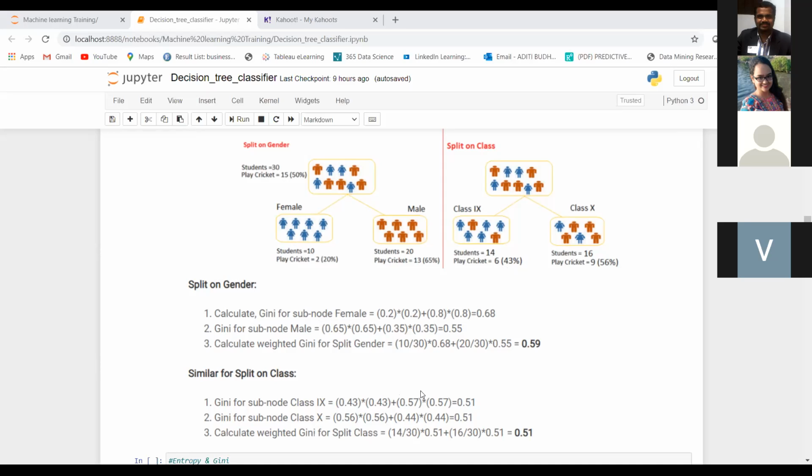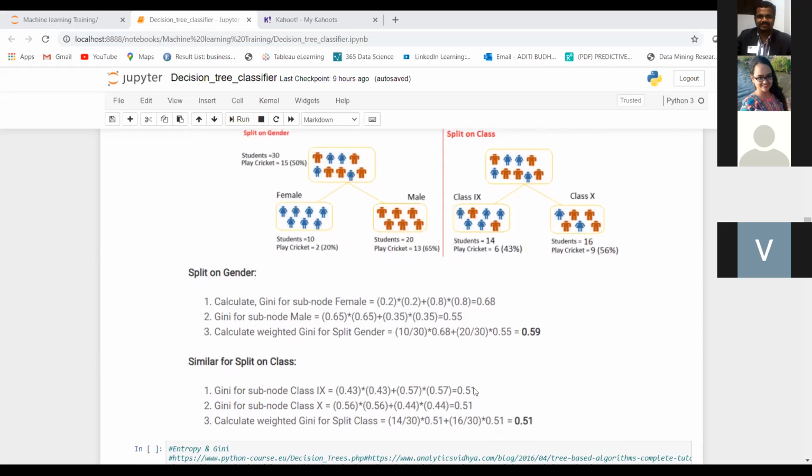And then what is the complementary? That is 1 minus 0.43. That is the probability of students not playing cricket. So it is 0.57. So we will take the square of that also and we will add both of these squares. So we get 0.51. Similarly, we will do it for class 10th.